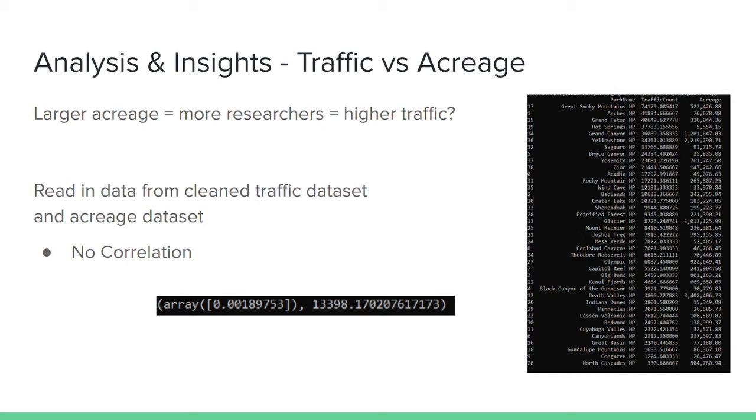In addition, the linear regression line for this data has a slope close to 0, indicating that there is essentially no correlation. Although this outcome did not align with our initial hypothesis, it makes sense. While there are researchers who work in these national parks, they are very much a minority subset of the traffic data, and as such would not affect traffic counts by a significant amount.